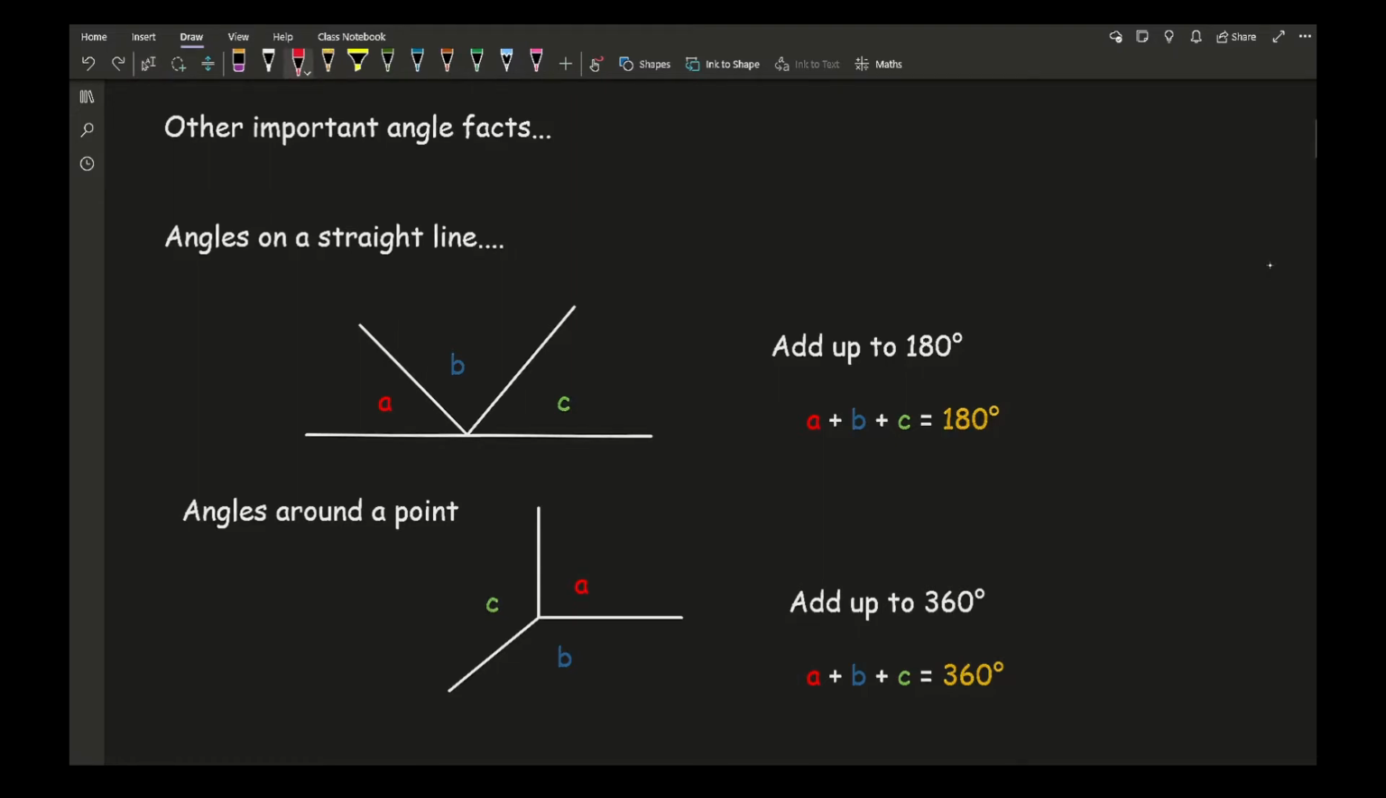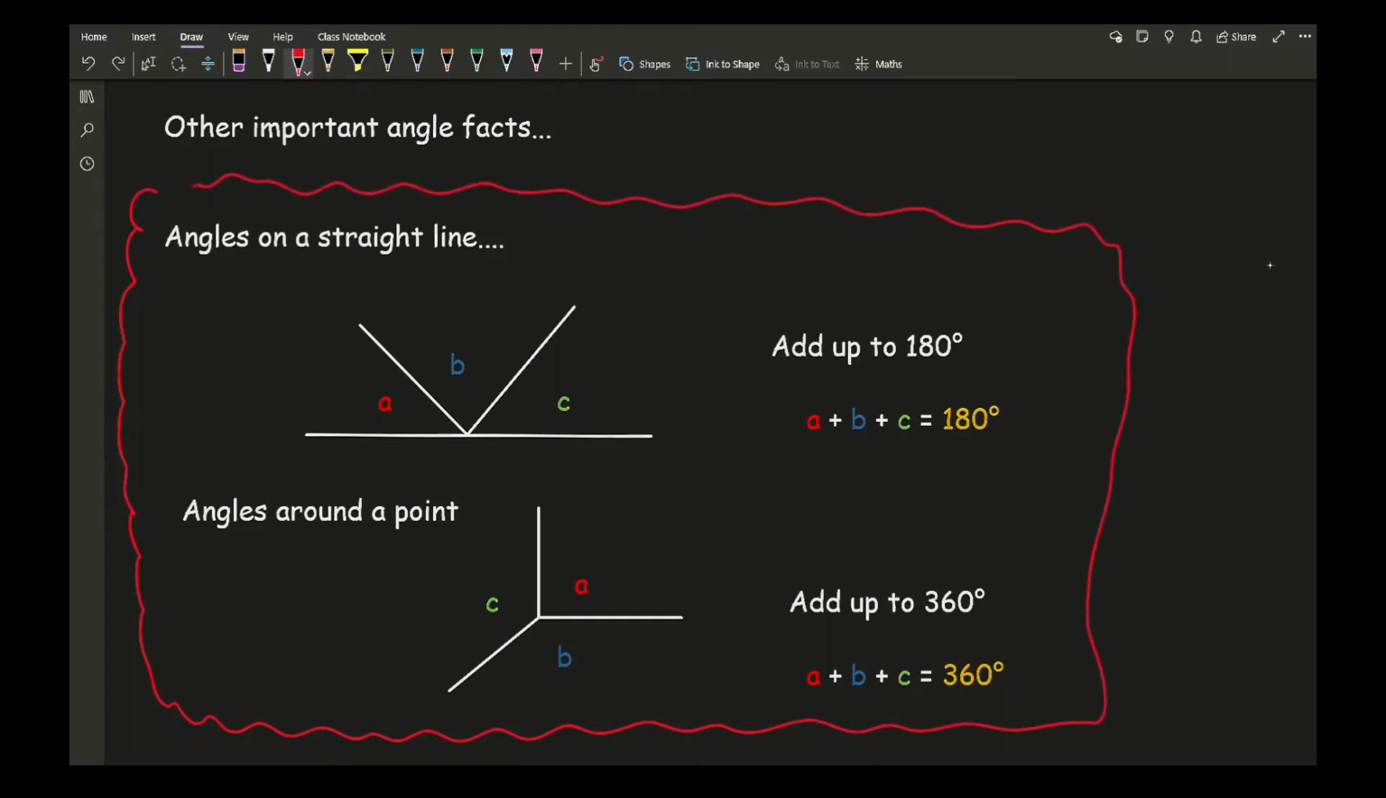And the second point is that angles around a point, regardless of what size those angles are, whether they're reflex, acute, or obtuse, are going to add up to 360 degrees. So again, it's definitely worth adding these points, and generally you find that when you've got questions involving angles and triangles, they're going to somehow incorporate these two possible rules.